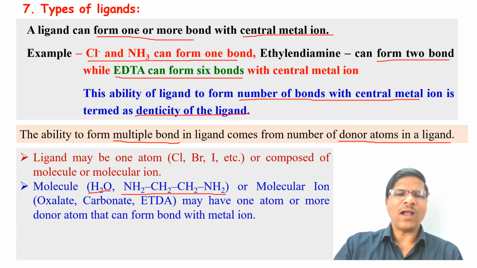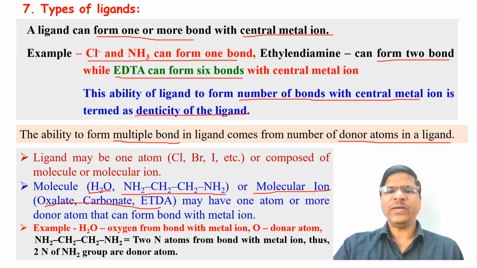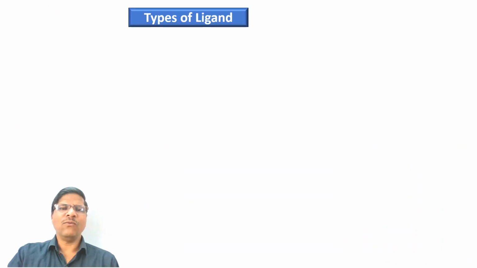So water and ethylene diamine are molecules, while oxalate, carbonate and EDTA are molecular ions. Already I have explained that in the water molecule, oxygen is the donor atom, and in ethylene diamine, nitrogen is the donor atom. Like this, in EDTA, two nitrogen and four oxygen atoms are the donor atoms. So a ligand which can form multiple bonds with the central metal ion has more than one donor atom.